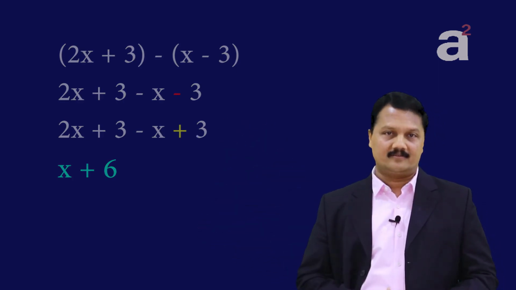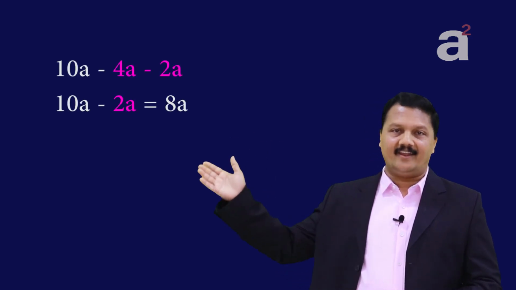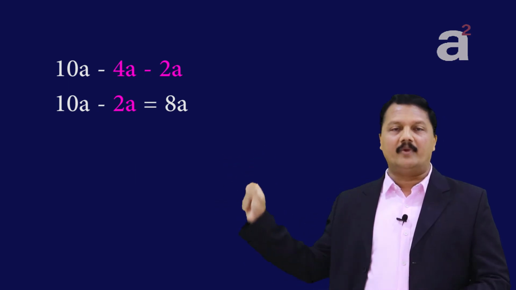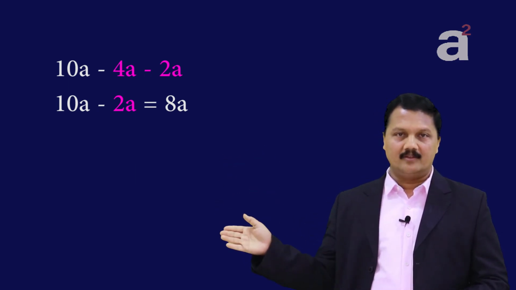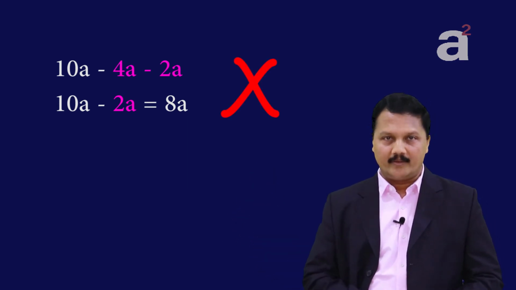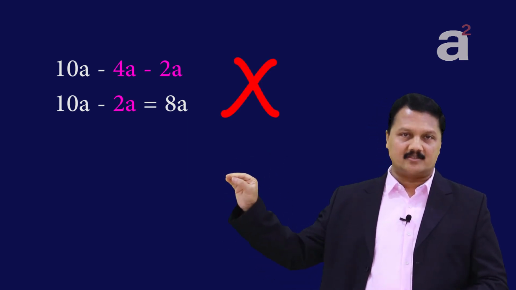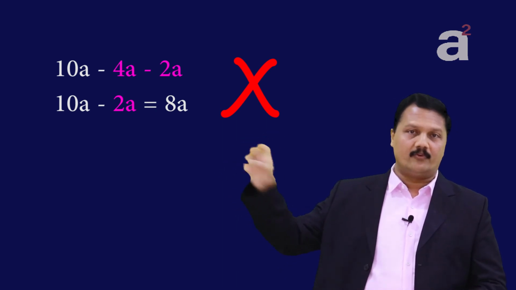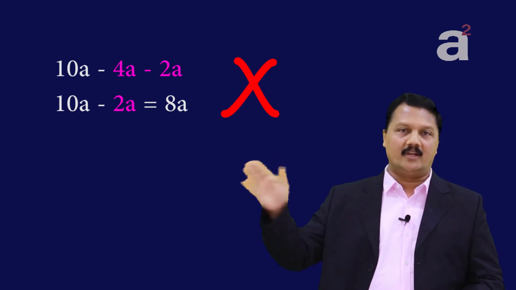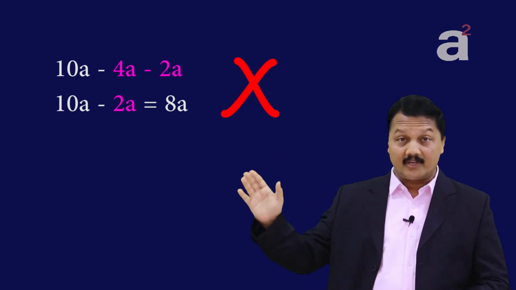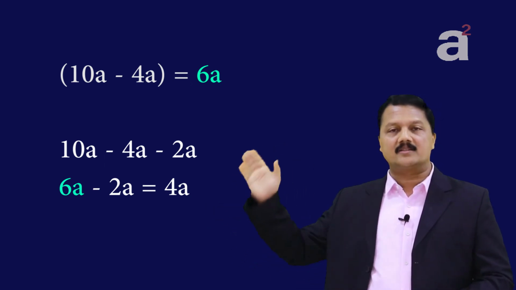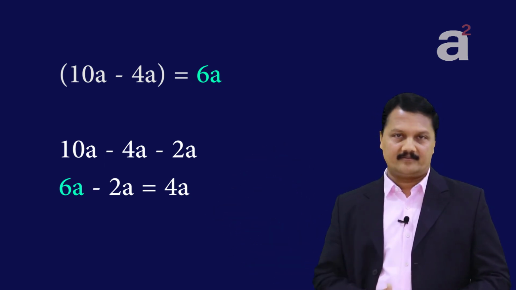This is wrong. See this, 10a minus 4a minus 2a. If you subtract 4a minus 2a first, you get 2a. So 10a minus 2a is 8a. This is wrong. Why? This minus before 4a is for this 4a. So you cannot subtract 4a minus 2a. You have to start from left to right. From the left, 10a minus 4a, which is 6a. 6a minus 2a, which is 4a.